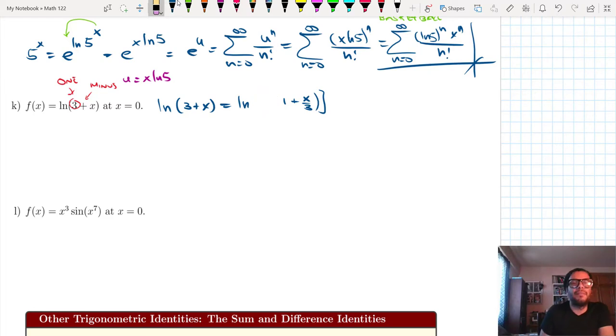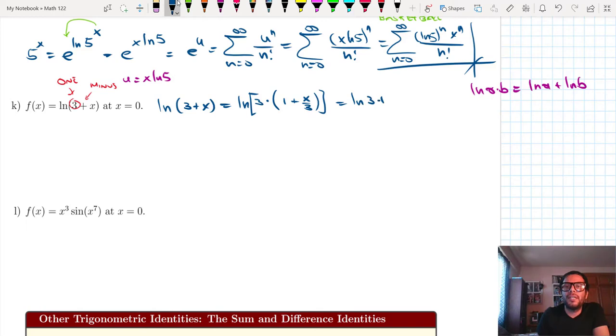And let me make this look nicer for the next step. And then this is what we're going to do. I'm going to use a property of logarithms, the property of logs that says that when we have ln of a times b, we can write this as a sum of two logs, ln of a plus ln of b. That is ln of 3 plus ln of 1 plus x over 3.